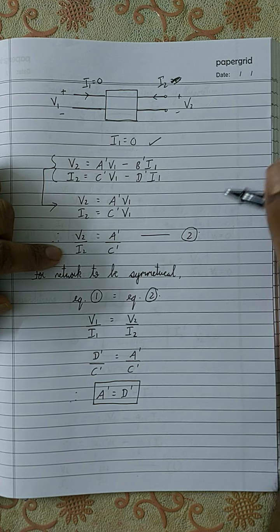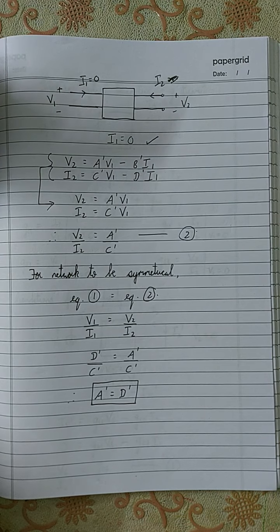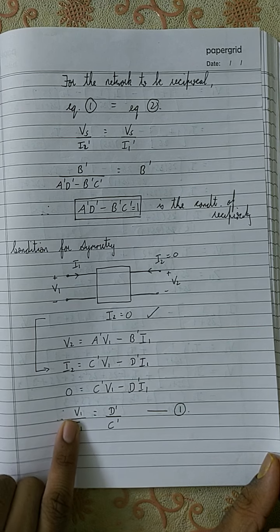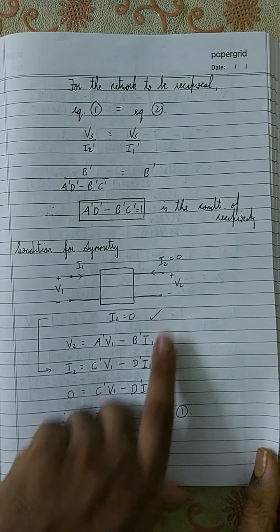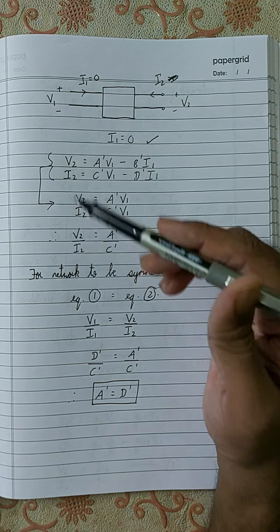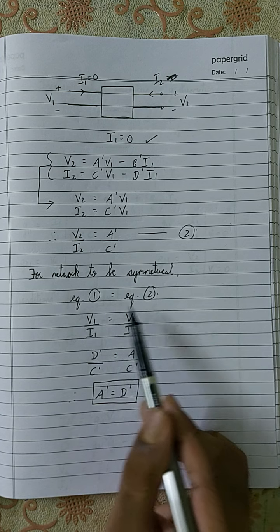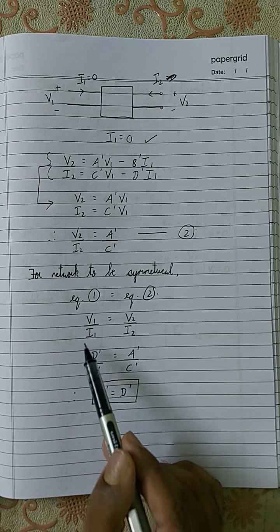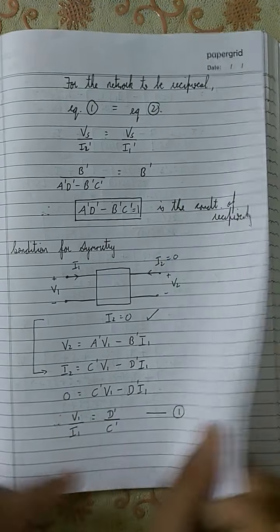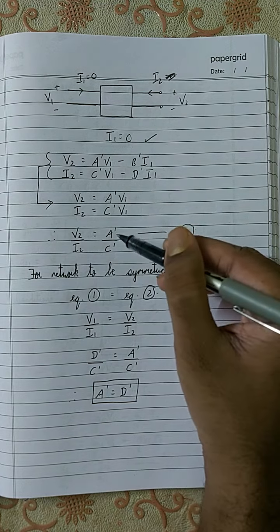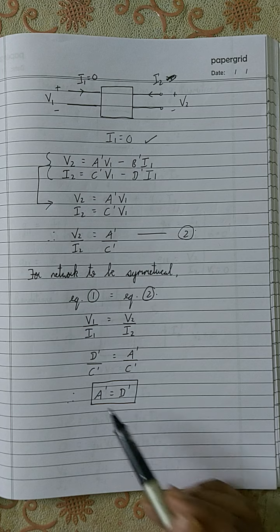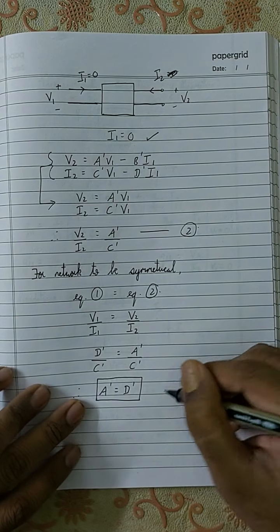Now for the network to be symmetrical, equation 1, the voltage to current ratio of the first port keeping the second port open, should be equal to the voltage to current ratio of the second port keeping the first port open. So equation 1 should equal equation 2, in other words V1 by I1 should be equal to V2 by I2. V1 by I1 is D dash by C dash, and V2 by I2 is A dash by C dash. The denominators C dash and C dash cancel each other, and therefore A dash is equal to D dash.